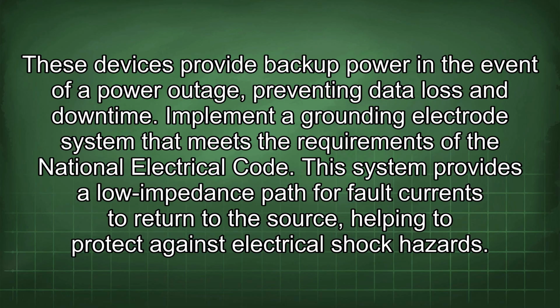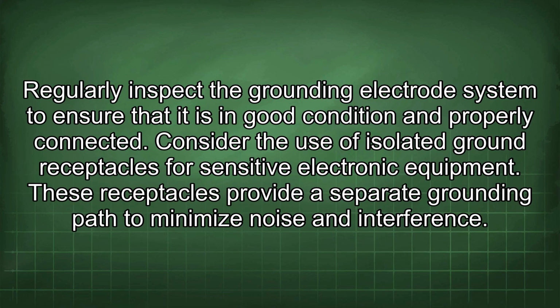Implement a grounding electrode system that meets the requirements of the National Electrical Code. This system provides a low impedance path for fault currents to return to the source, helping to protect against electrical shock hazards. Regularly inspect the grounding electrode system to ensure that it is in good condition and properly connected. Consider the use of isolated ground receptacles for sensitive electronic equipment. These receptacles provide a separate grounding path to minimize noise and interference.